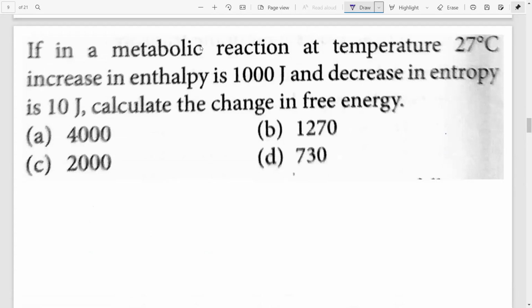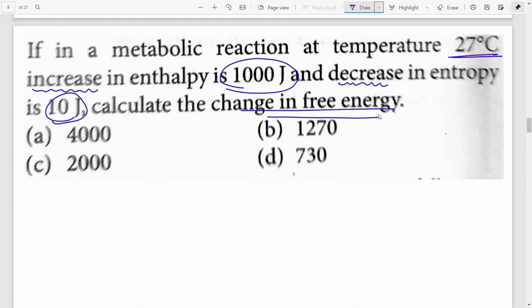The first question says, if in a metabolic reaction at 27 degrees Celsius, there is an increase in enthalpy equal to 1000 joules and a decrease in entropy of 10 joules, calculate the change in free energy. So what are they asking you to calculate? Delta G. What is the formula? Delta G equal to delta H minus T delta S.